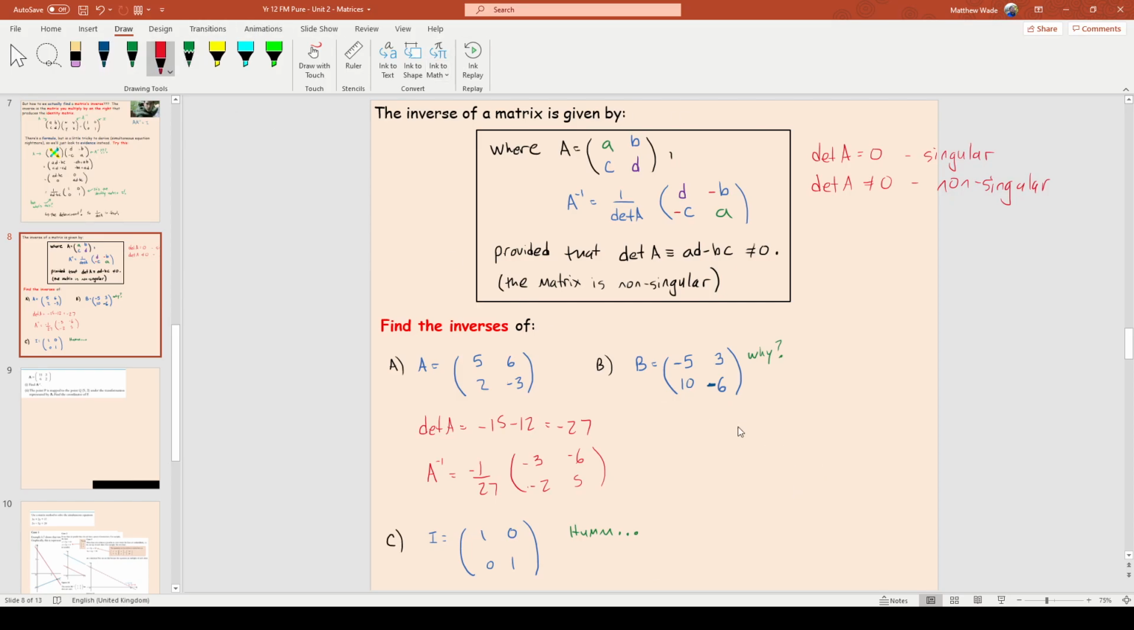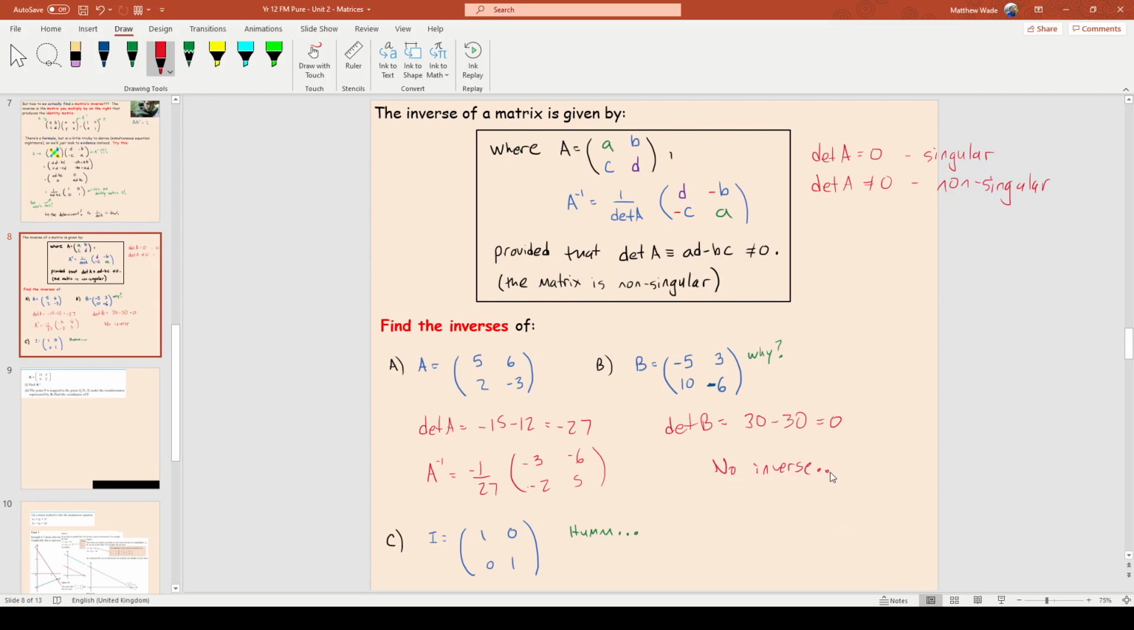See if you can find the determinant, or find the inverse of it. Well, let's do it. First things first, find the determinant. The determinant of B is equal to positive 30, take away 30, so the determinant is 0. Oh no! All that means that there's no inverse.